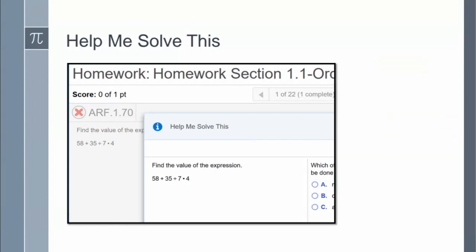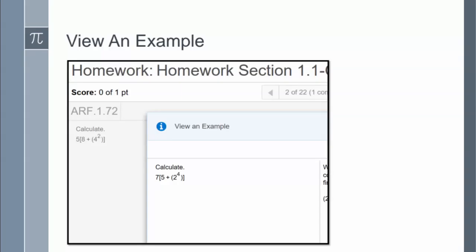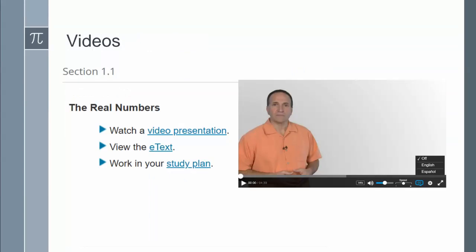All right. So again, examples here. If your answers are incorrect, they're going to mark it with an X. This is an example of an example. Let's say on this one, I'm not sure how to calculate it. This is by clicking View an Example. If you see, it's very similar. They just changed the numbers. The 5 is now a 7. The 8 is a 5. The 4 is a 2, and the exponent instead of a 2 is a 4. Very similar, but it helps you see how they're solving it.